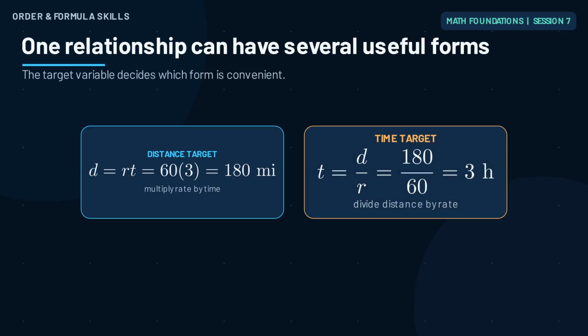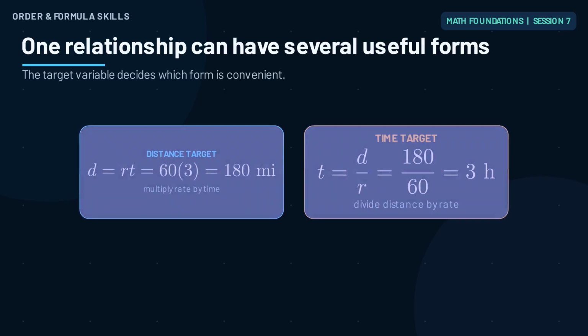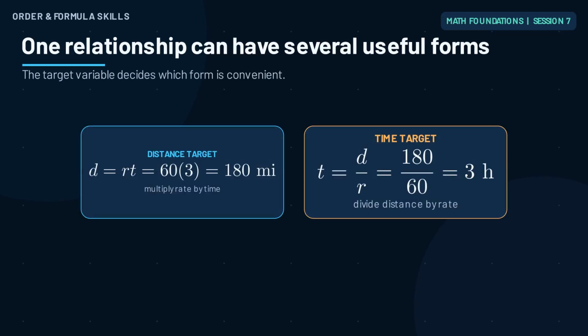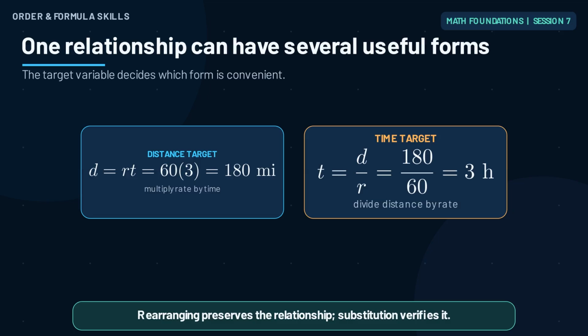If time is the target, divide both sides by rate to obtain time equals distance divided by rate. 180 miles divided by 60 miles per hour gives 3 hours. Both forms describe the same trip and return consistent values. Let the requested variable stand alone by undoing operations on both sides. A numerical check can verify the rearranged form.